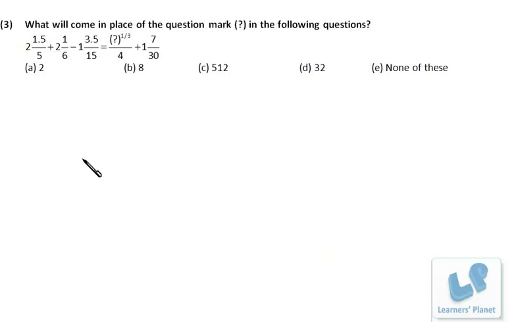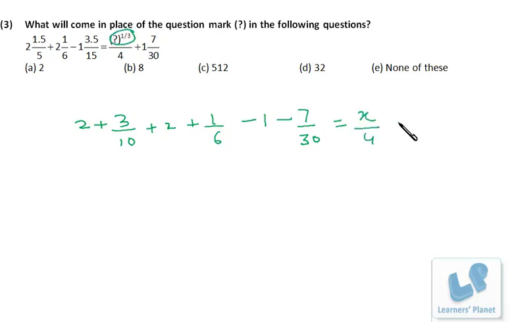Now friends, let's see this question. The data is given as mixed fractions, so let's make them proper and improper fractions. So it's 2 plus 1.5, which is 3 by 2, so it's 3 by 10, plus 2 plus 1 by 6, minus 1 minus 3.5, which is 7 by 2, so it's 7 by 30, is equal to, I assume this complete data to be x by 4 plus 1 plus 7 by 30.